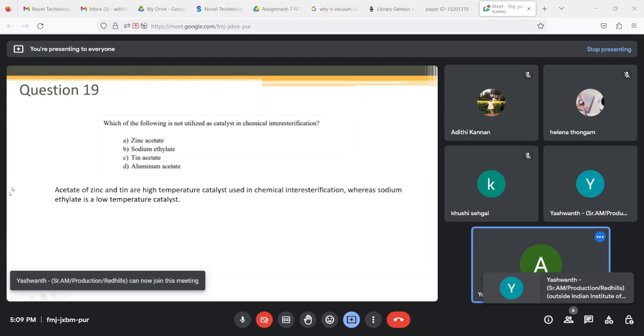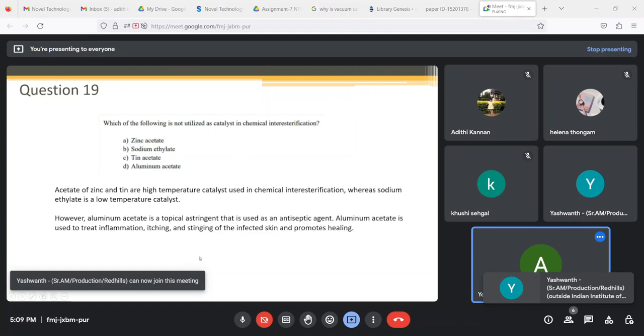So the answer is, the acetate of zinc and tin are high temperature catalysts. That is, you need to raise the temperature of the oil for these catalysts to work. So this is a high temperature catalyst, whereas sodium ethylate is a low temperature catalyst. So these three are used in the chemical interesterification process at different temperatures.